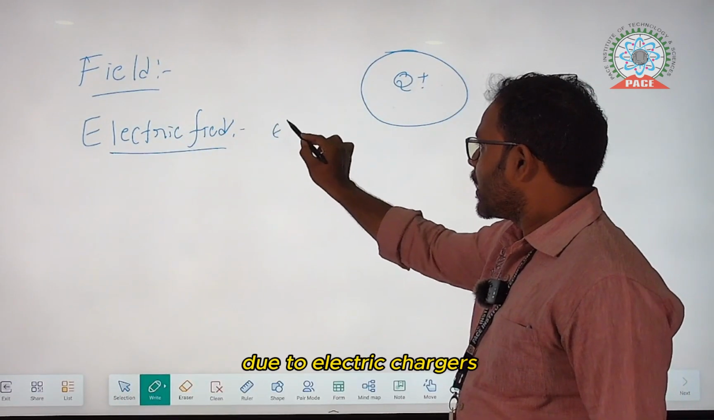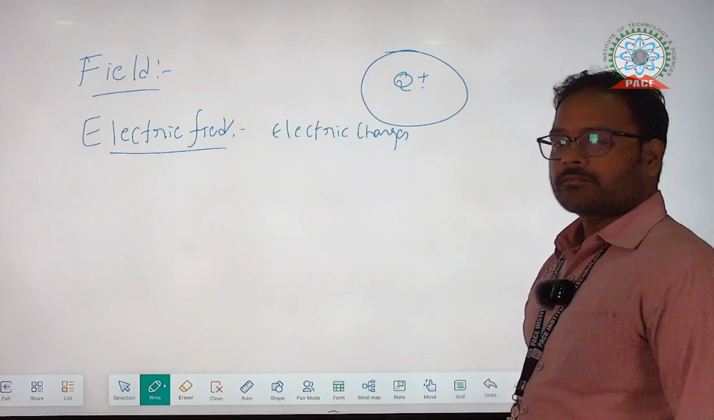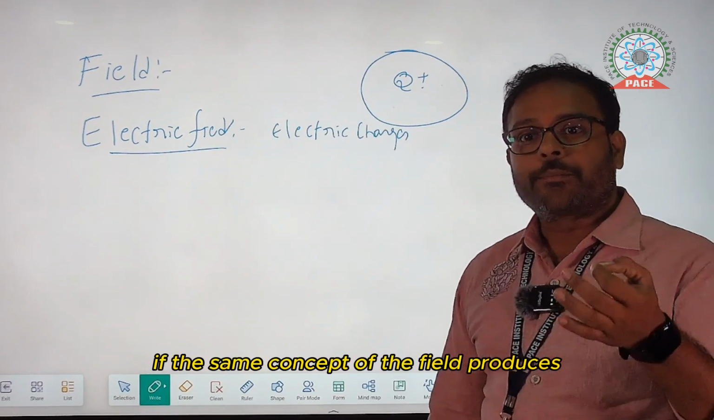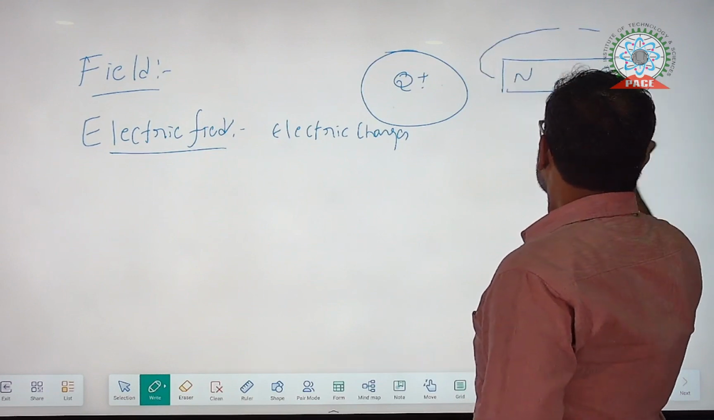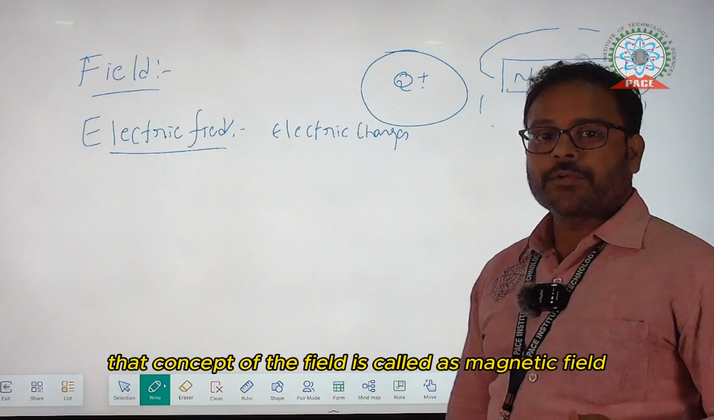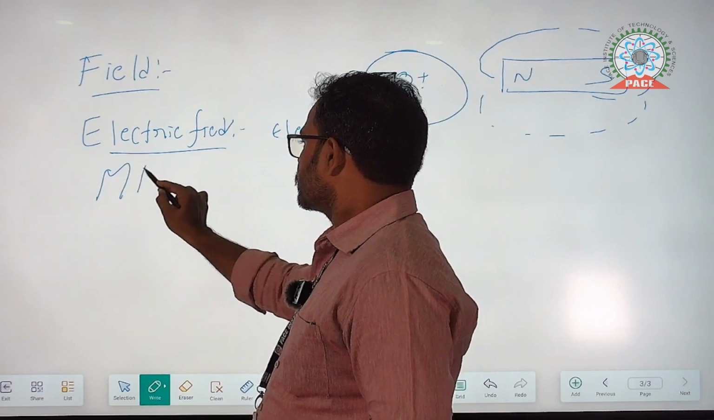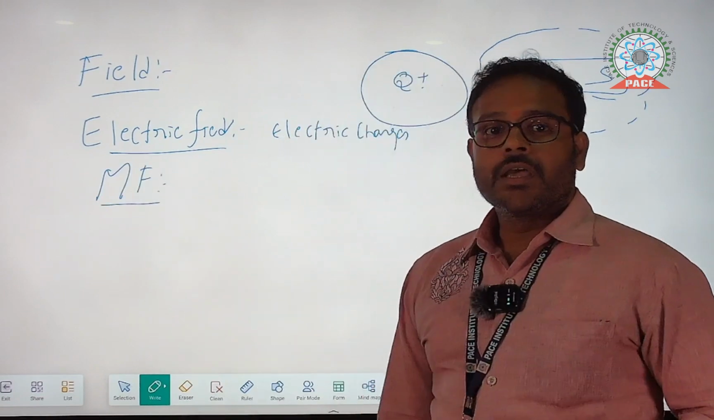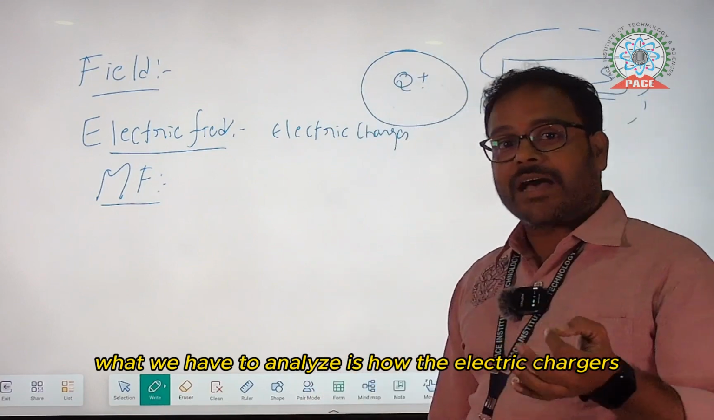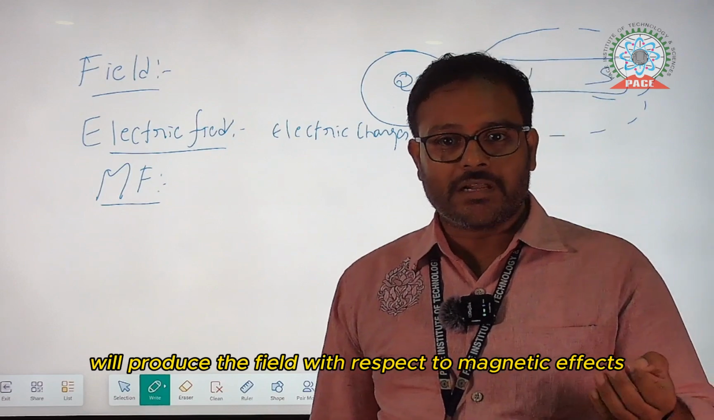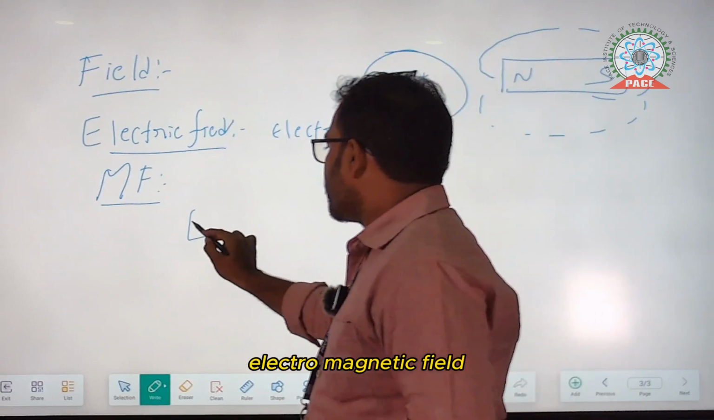If the same concept of the field is produced due to magnetic effects, that concept of the field is called a magnetic field. In this concept of the field, what we have to analyze is how the electric charges will produce the field with respect to magnetic effects, and that is our concept, electromagnetic fields.